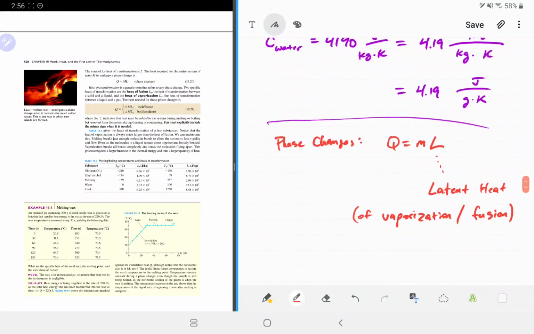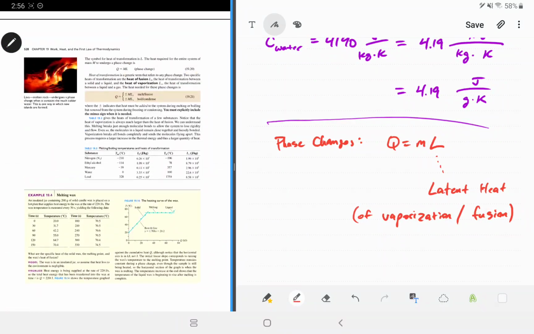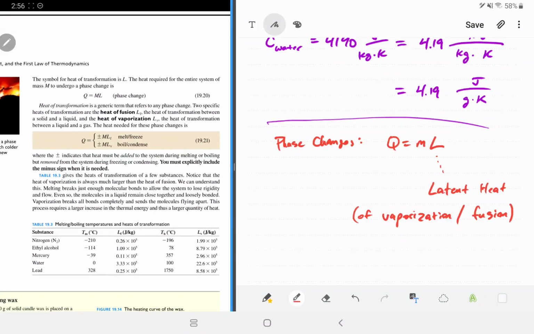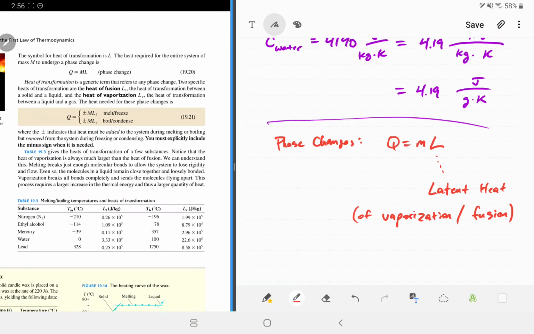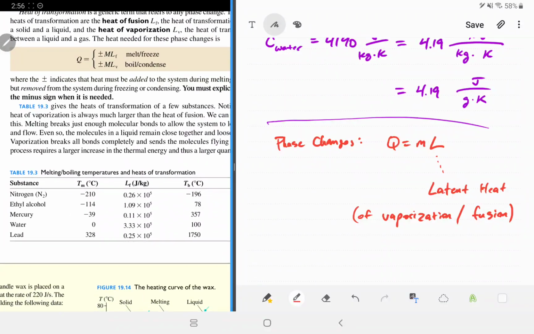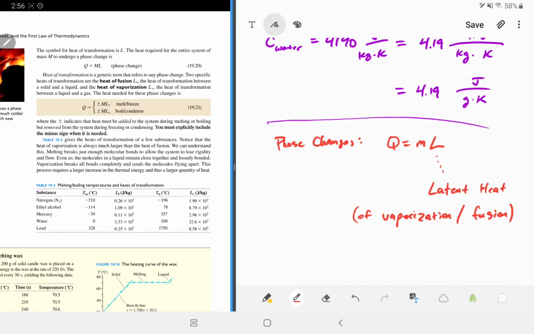And that constant, which, by the way, is going to be in joules per kilogram for SI units, will tell you how much you need. And so there should be another table in the book right here. So this L_F is the latent heat of fusion. So it's talking about the melting or freezing, and then the L_V is the latent heat of vaporization, which is talking about the water, the liquid-gas boundary.